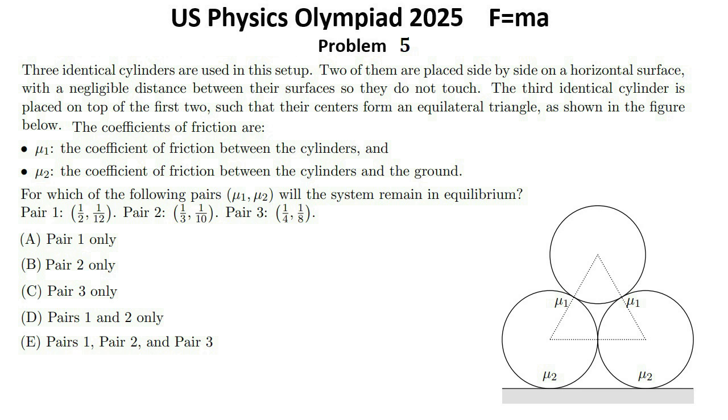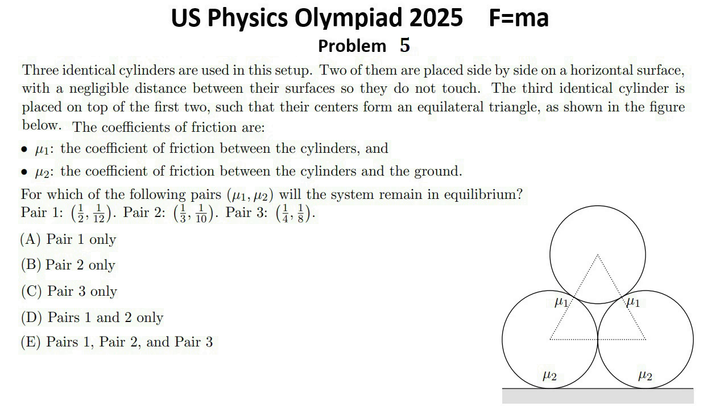The coefficients of friction are μ1, the coefficient of friction between the cylinders, and μ2, the coefficient of friction between the cylinders and the ground. For which of the following pairs, μ1, μ2, will the system remain in equilibrium? Solution for problem number 5.